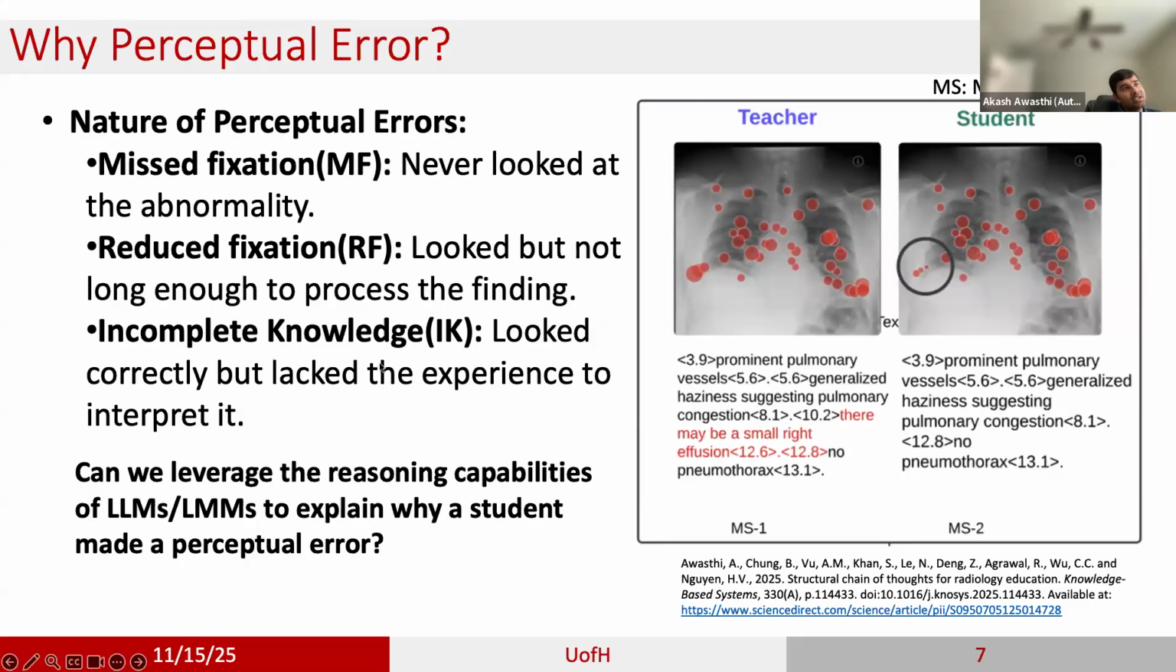Because we want to develop an education system which can give personalized feedback about their errors, what they missed and what they did not miss. We don't just have to tell them what they missed, but we also need to tell them why they missed it, so that they can go and correct it. So we need to develop a dual system which can detect the missing abnormality, but also give the reason why they missed it.